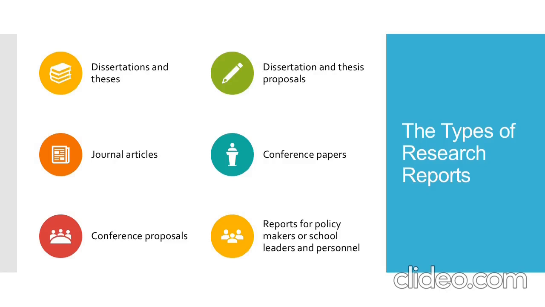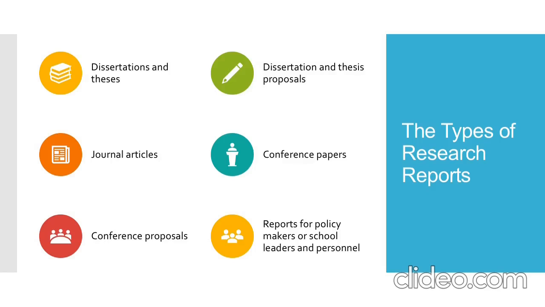The next type is conference paper, which is a research report presented to an audience at a state, regional, national, or international conference, typically sponsored by a professional association. A conference proposal is a brief proposal to present a study at a conference. Typically, these proposals run about 3 pages long, and reviewers use them to determine whether they will accept the author's research for presentation at the conference.